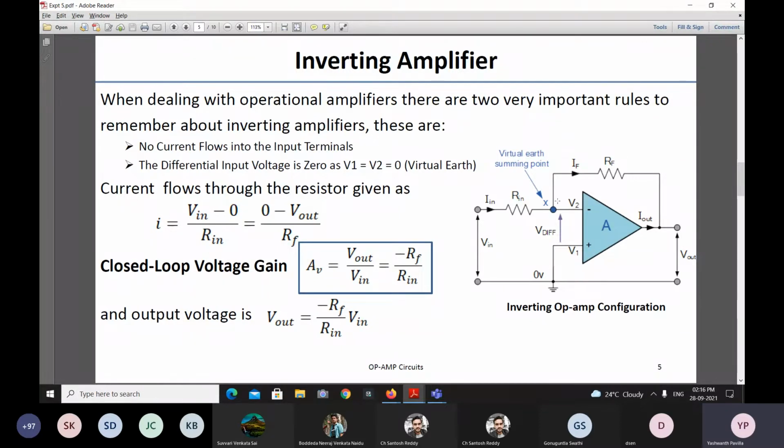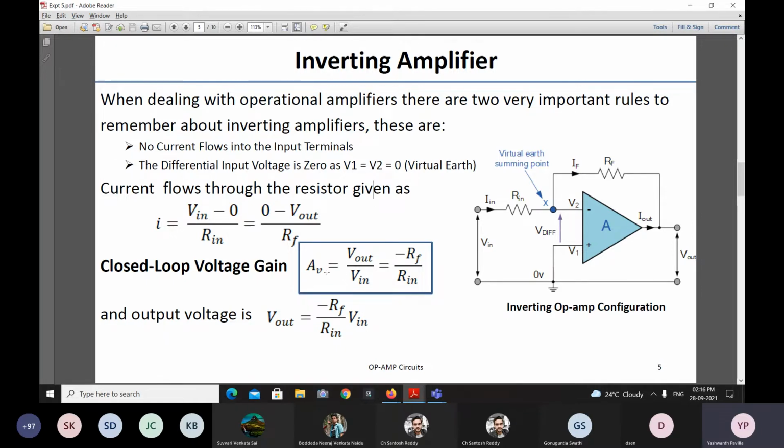So that is the reason why here we can call it a virtual ground concept. Now the V2 here is 0. When we substitute this value, we can get the direct relation between the output voltage and input voltage as V out is minus RF by Rn into Vn. So this is the output voltage relation for an inverting amplifier.